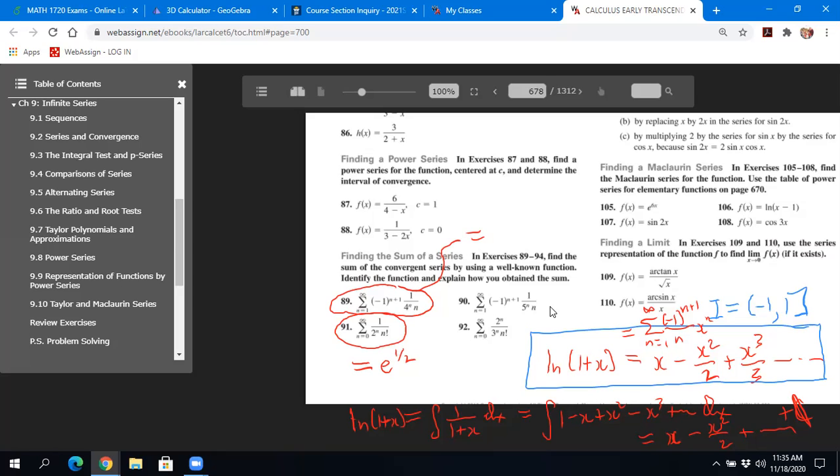Isn't it just a fourth? Didn't I just plug in a fourth? Because it's like 1/4 to the n over n, yeah? So this is going to be the same thing as logarithm of 1 plus a fourth. I'm allowed to plug in a fourth, right?